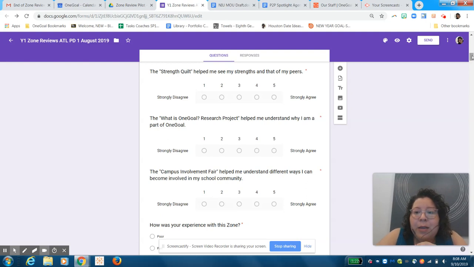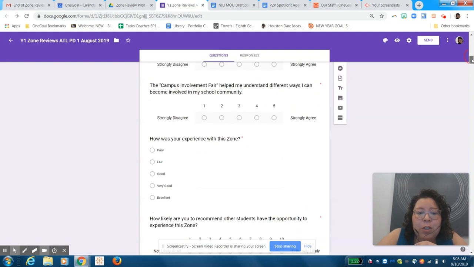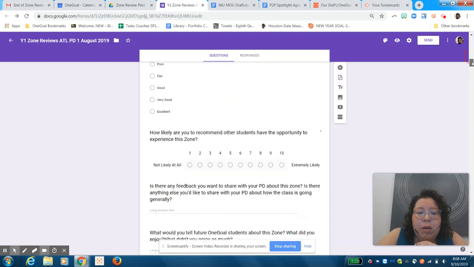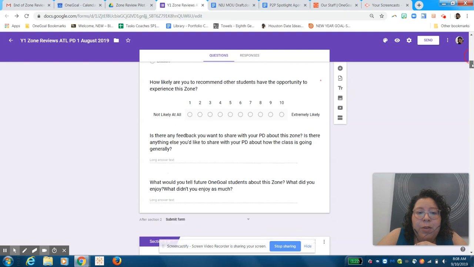And then we'll ask them just some additional questions around their thoughts, right? So, how would they recommend this zone? Any other feedback they want to share? Anything they would tell to other students.